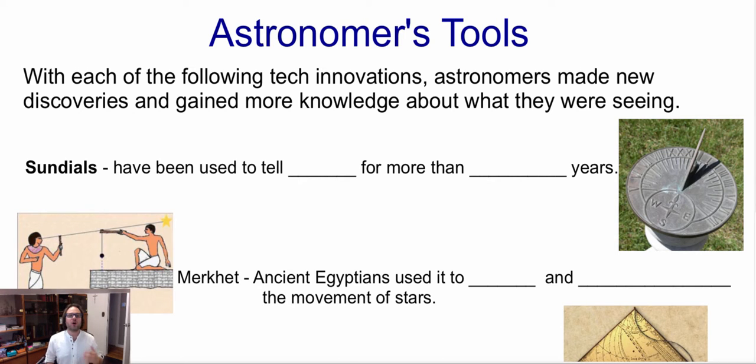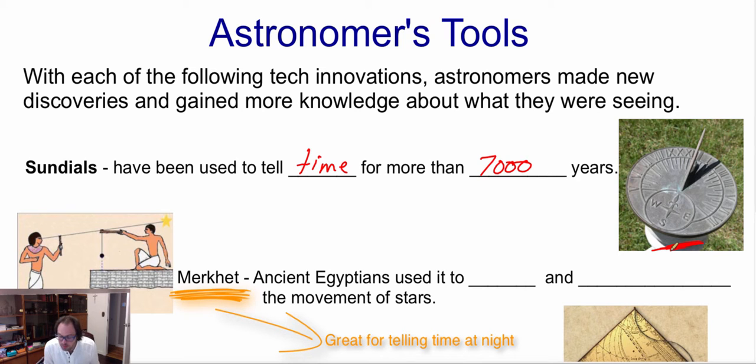So astronomers made constantly new discoveries and innovations and gained more knowledge about us and our world and what we see based on the distances of stars in space. The first one we're going to look at is a sundial. Sundials are used to tell time and have been around for more than 7,000 years. It is the distance of the light from the sun shining on this little picture here, the sundial, that gives us a certain time.